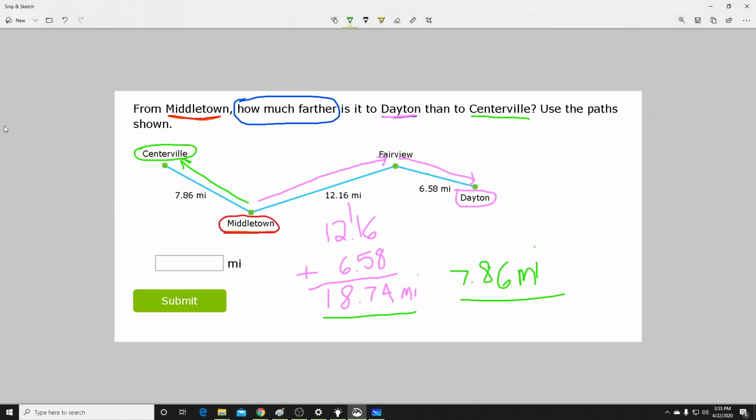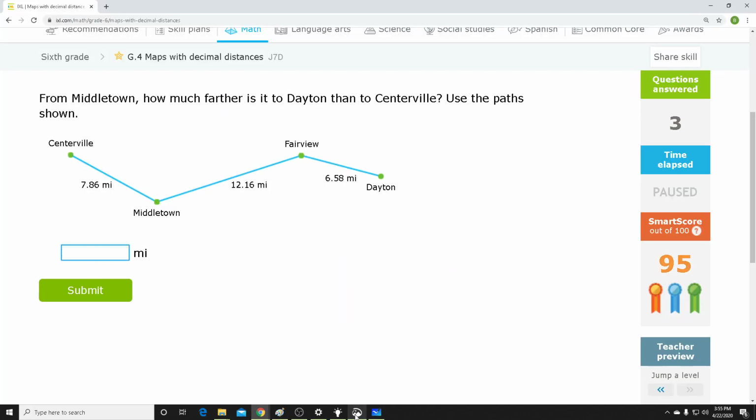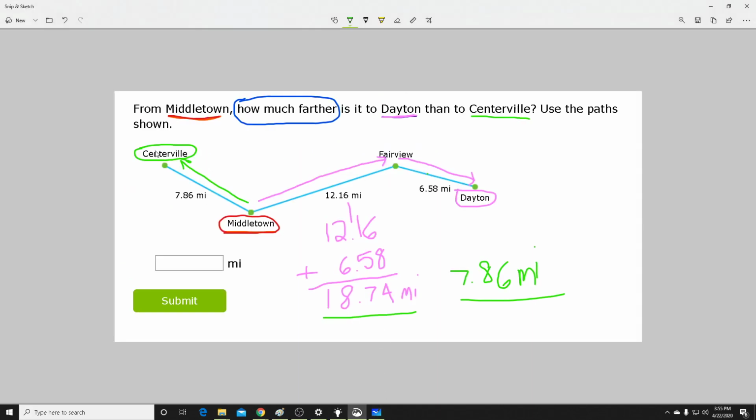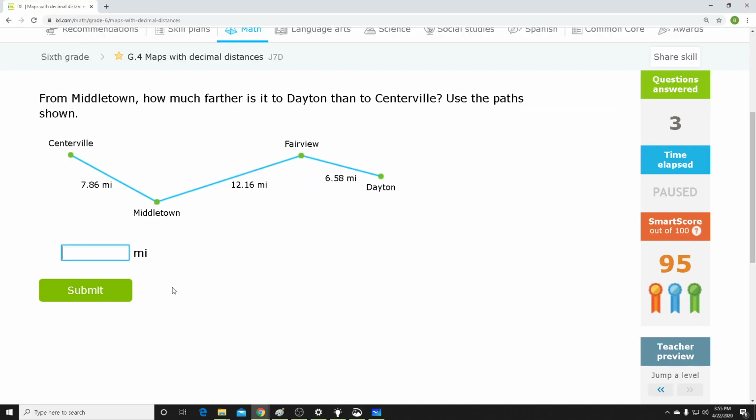miles. Okay, so what we found is that this distance here total is, bring it back up, 10.88 miles more than this distance. This number added plus this number was the distance here. So you get 10.88. You type that in. Let's try it out.